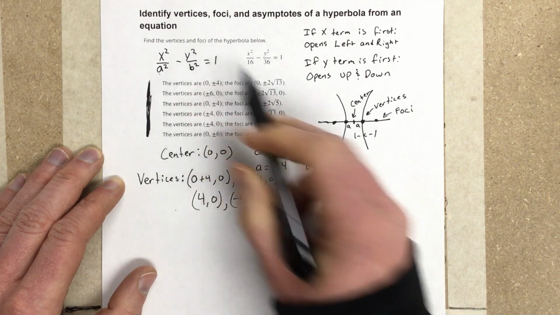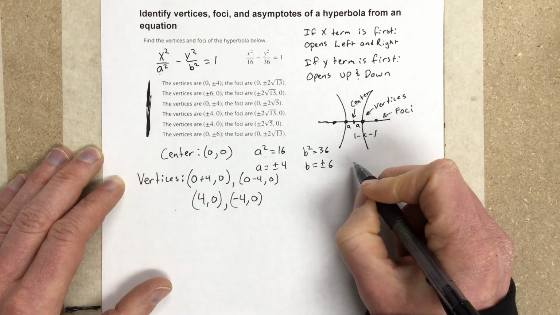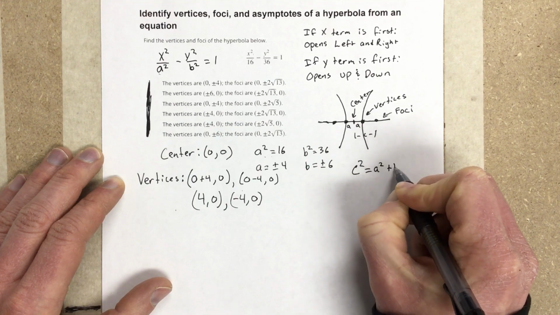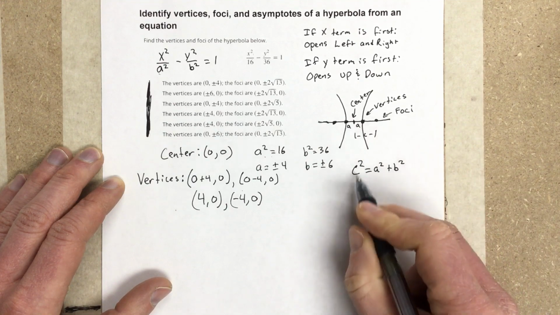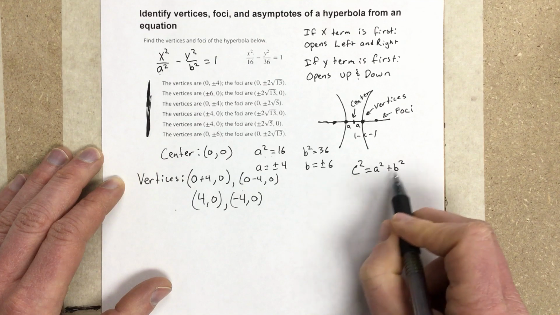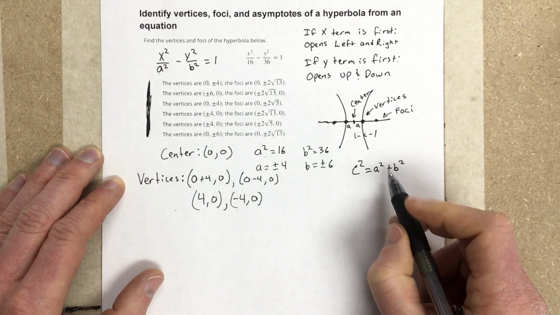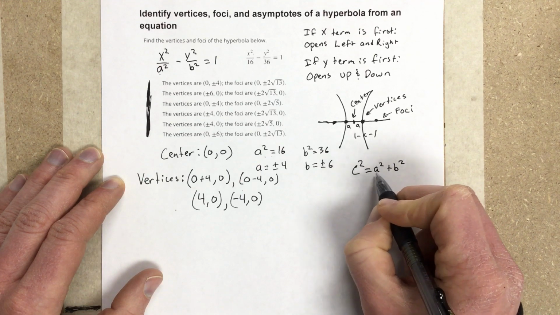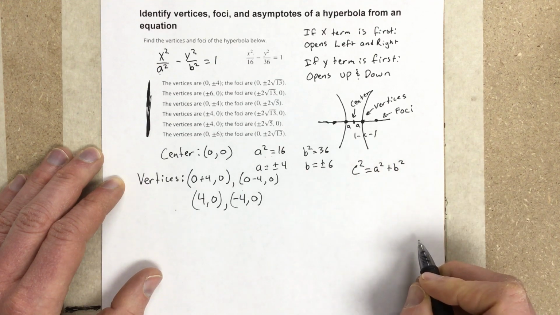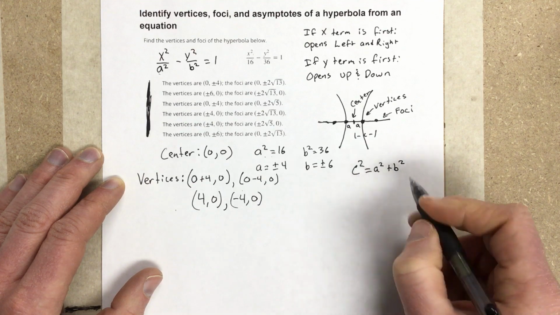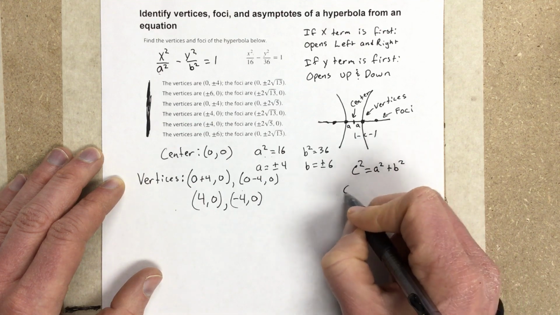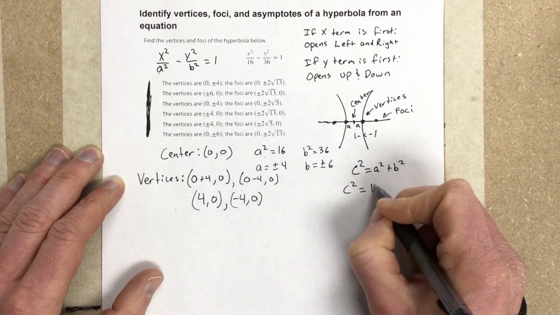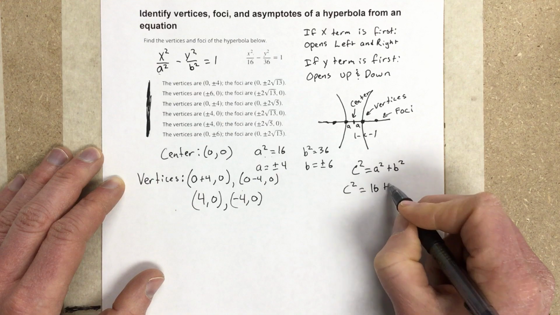Now for my foci, I've got to come up with that from this equation. c squared is equal to a squared plus b squared. Now this is not the Pythagorean theorem. This is for hyperbolas, and it's just a little different than for ellipses. If you remember from ellipses, we had c squared equals a squared minus b squared. For hyperbolas, c squared is equal to a squared, which we already know to be 16, plus b squared, which is 36.